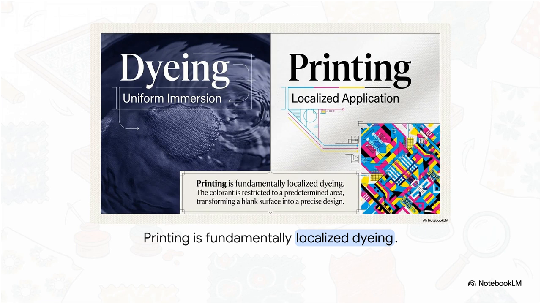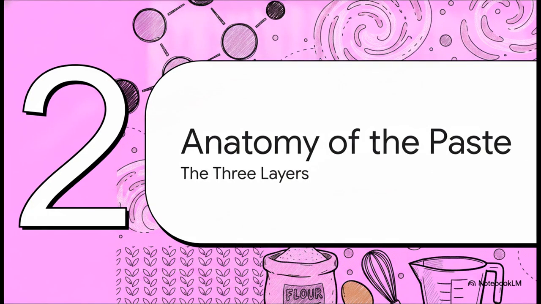But printing is fundamentally localized dyeing. By intentionally restricting the colorant to a predetermined area, we totally transform a blank, uniform surface into a highly precise, complex design. The real trick, though, the million-dollar question, is figuring out exactly how to restrict that colorant so it doesn't just spread everywhere the second it hits the cloth. Which brings us to Section 2, anatomy of the paste.